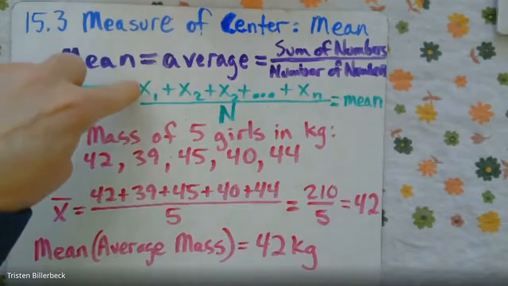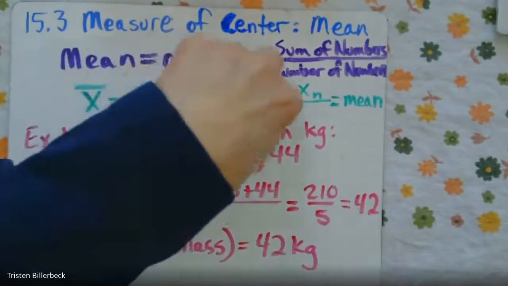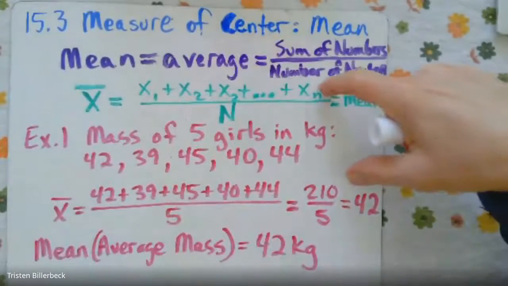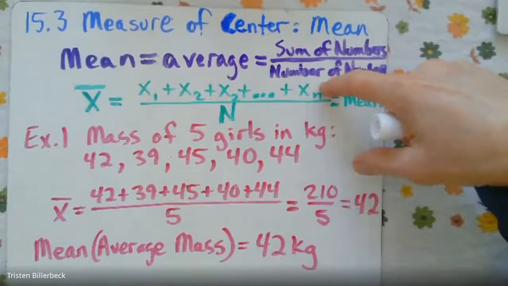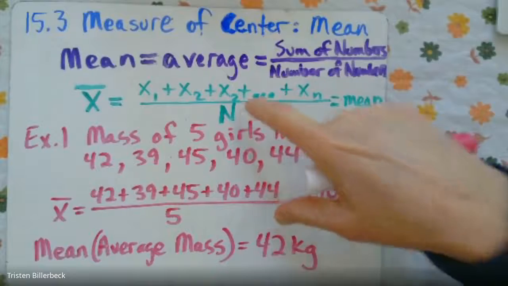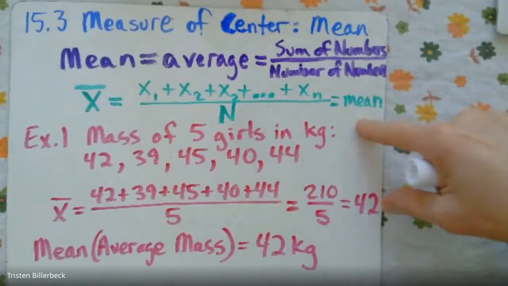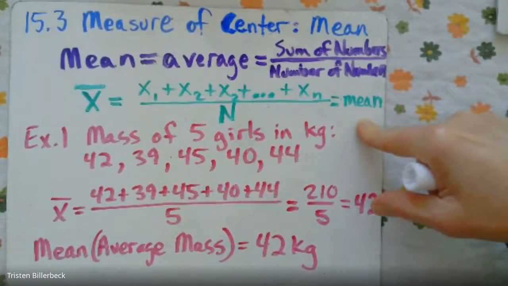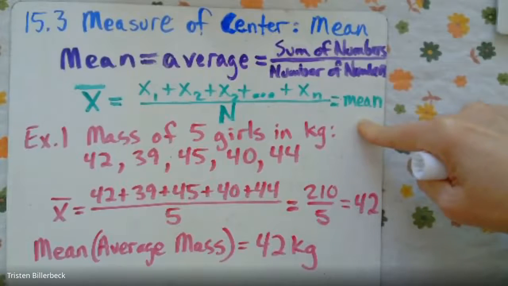So what it means is I take each number that I'm given. If I have n amount of numbers, I add them all up and I divide by n, because n is the number of numbers, and that's how I get my mean. Well, that might be totally too theoretical for you, so let's actually look at a real life problem.